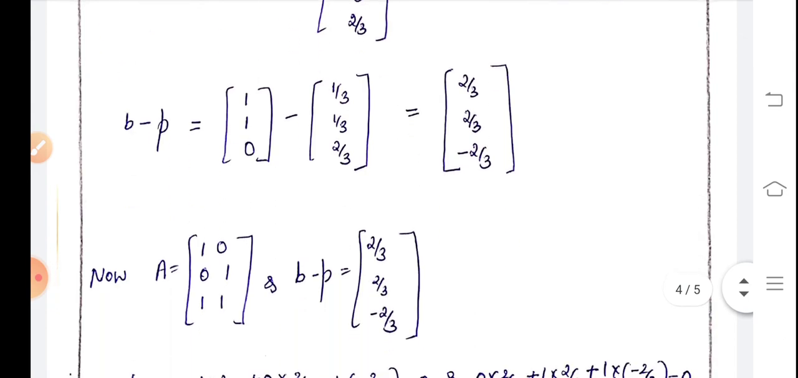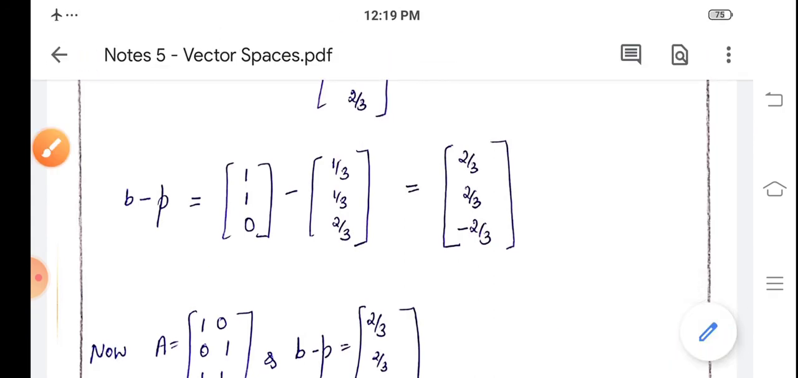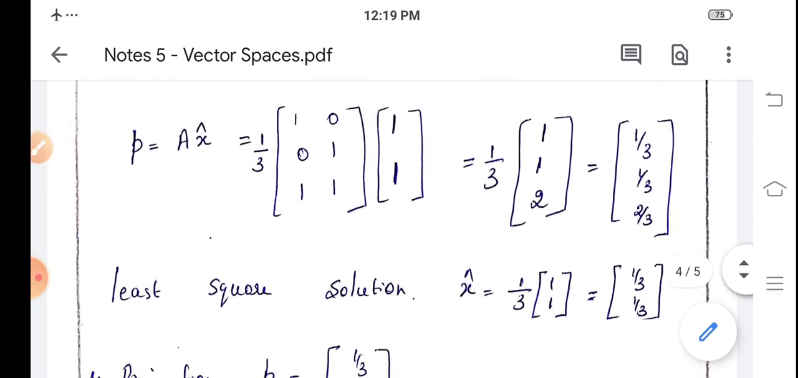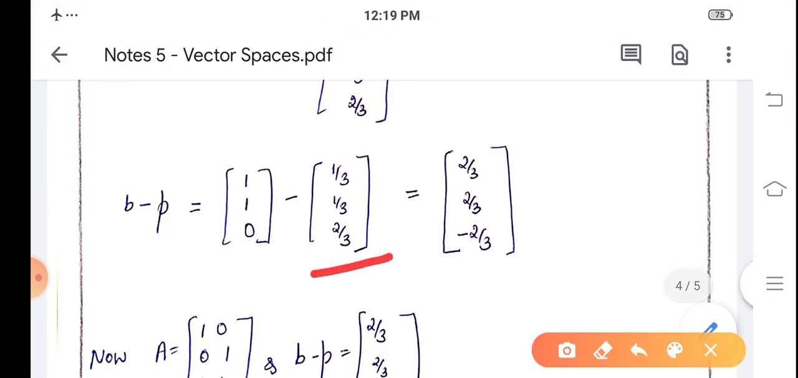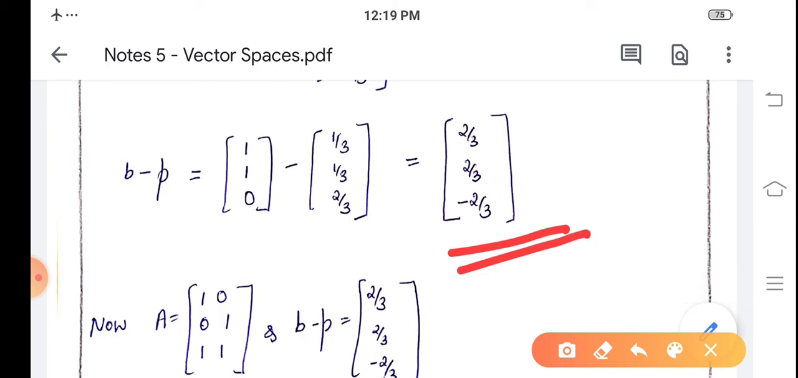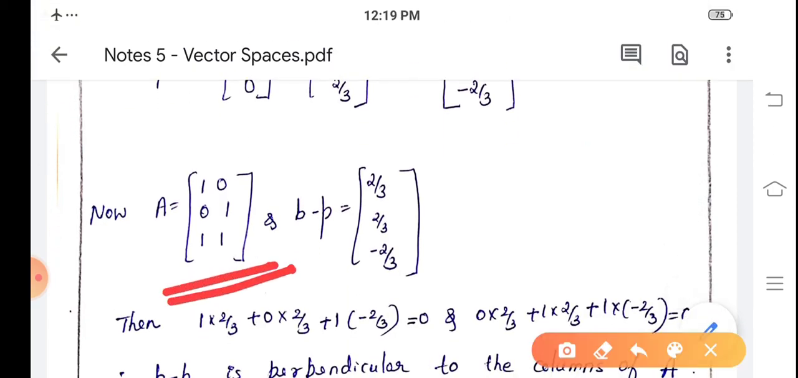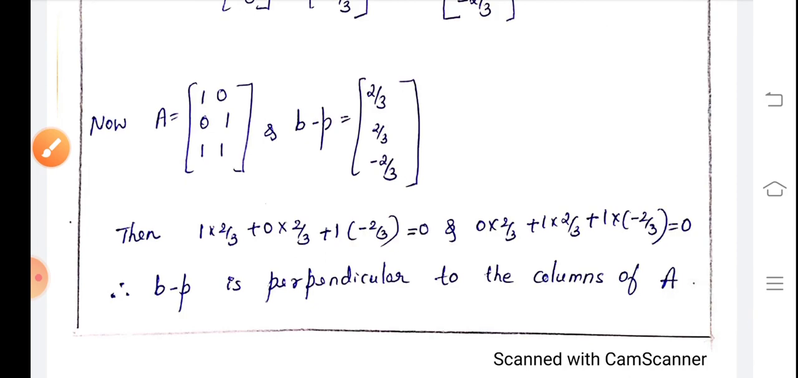Now we find the error. Error is given by E is equal to B minus P, where B is given by [1 1 0] minus P. So already we have calculated the projection of B onto the column space of A, that is this value. So we substitute P here, that is [1/3 1/3 2/3]. So B minus P is [2/3 2/3 -2/3]. Now given matrix A is equal to this, and we obtain B minus P is equal to [2/3 2/3 -2/3].